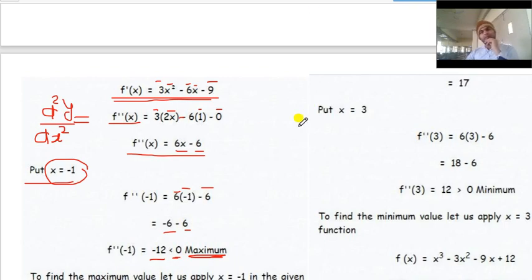Okay, now we put x is equal to 3 that we have calculated in the previous slide. So we put 6 into 3 minus 6. 6 into 3, 18 minus 6. That will give you 12. That value is greater than 0. That means it is minima at that point. So if we put x is equal to 3, the function gives us the minimum value.